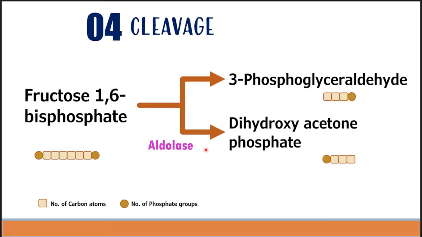So generally we call it aldolase to keep it very simple. Here the 6-carbon compound fructose 1,6-bisphosphate will split into 3-carbon compounds, and one is 3-phosphoglyceraldehyde, abbreviated as 3-PGAL, and the other is dihydroxyacetone phosphate, also abbreviated as DHAP. This is a very important reaction because the first split of the molecule takes place here.